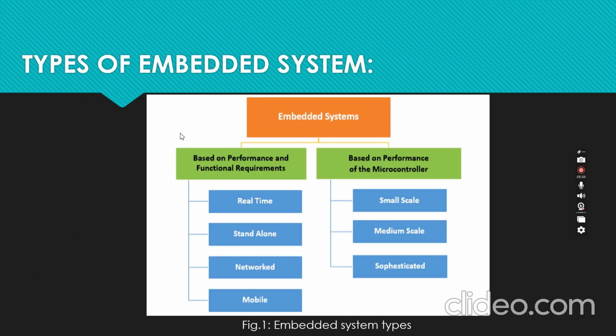So move forward to the next slide. Types of embedded system. Embedded systems have mainly two types: based on performance and functional requirement, and based on performance of the microcontroller. In the microcontroller there are three types: small scale, medium scale, and sophisticated. And based on performance and functional requirement, there are real time, standalone, network, mobile, these things.